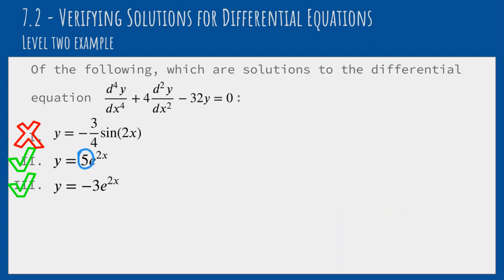It actually turns out that no matter what the coefficient is here, y equals k times e to the 2x for any k value will be a solution to this particular differential equation. So we just had two instances here. So if this were a multiple choice question, we would be looking for the option then that has 2 and 3 as our choices.